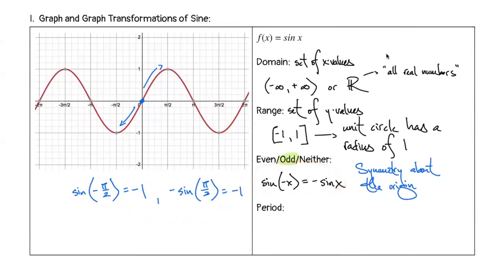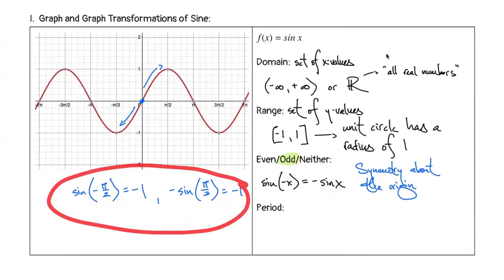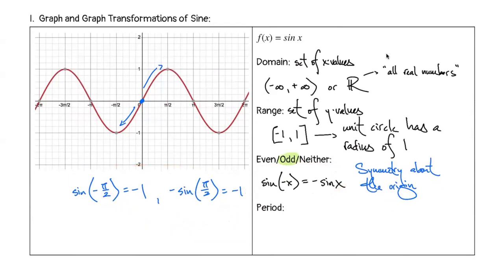We're saying no matter what values we pick for x, if we take sine of a negative value, it's going to be the same as negative sine of the positive value. Okay. So I just wanted to make sure that that was clear.